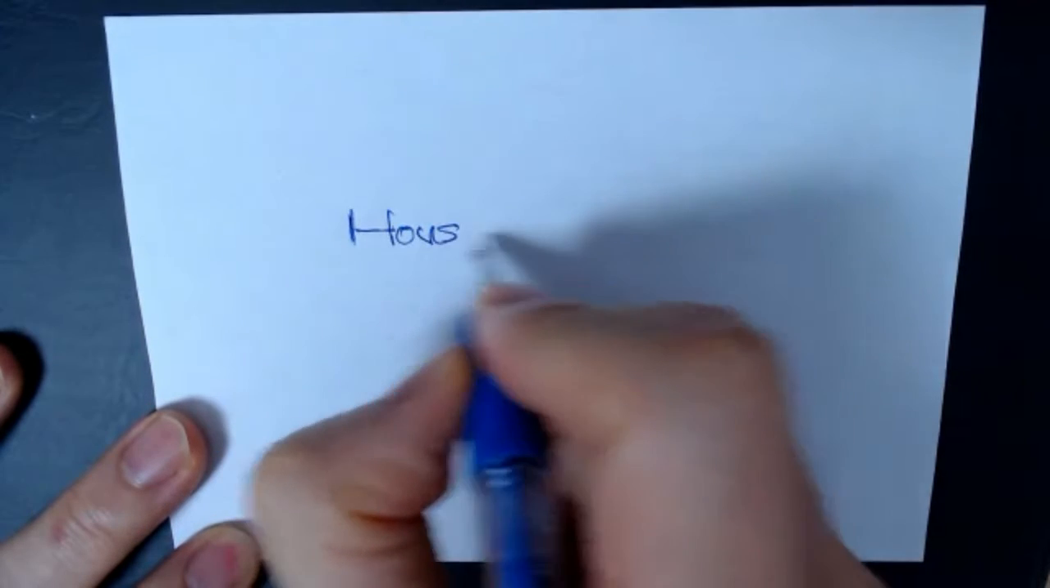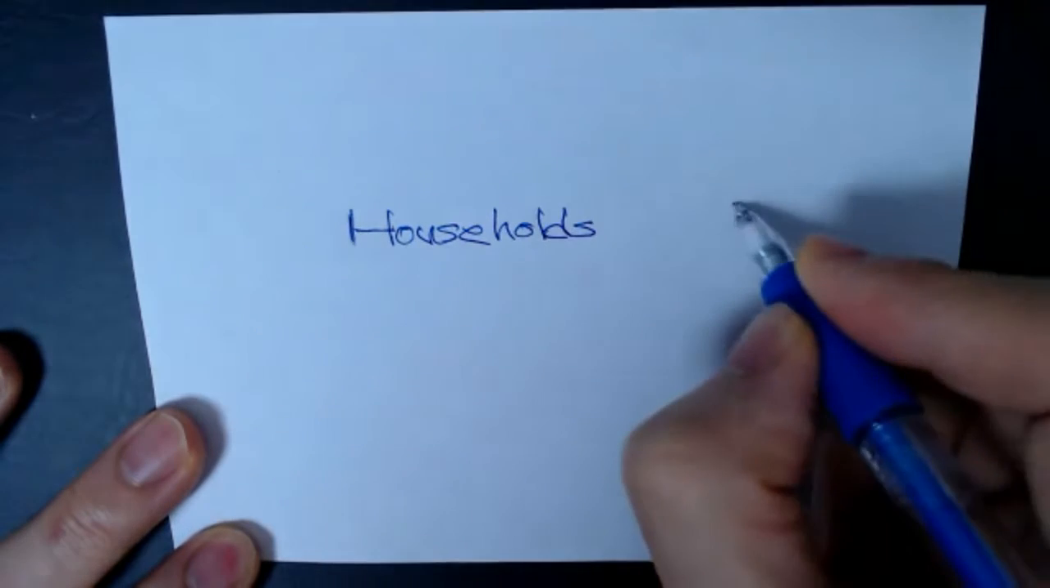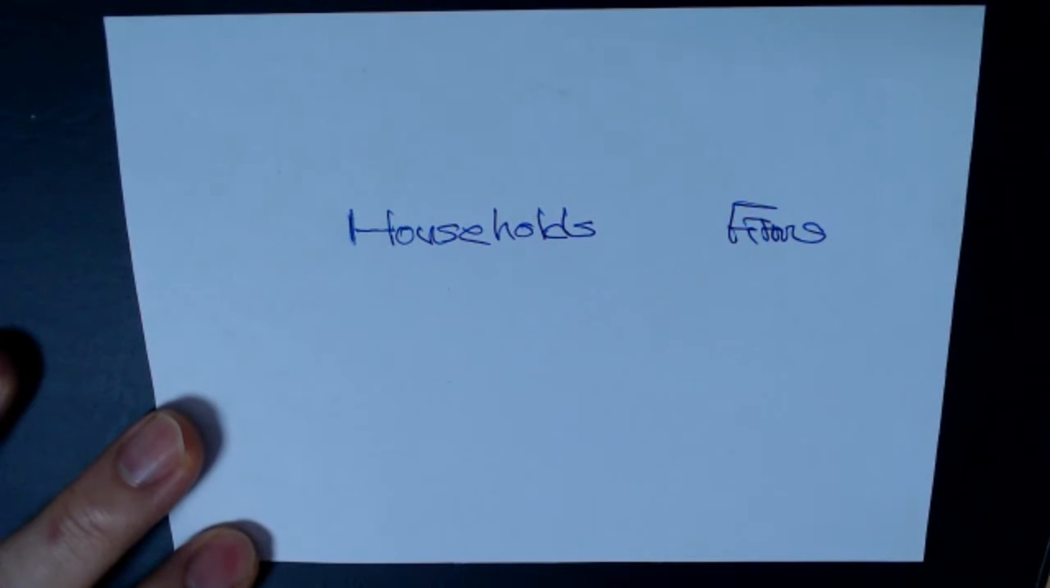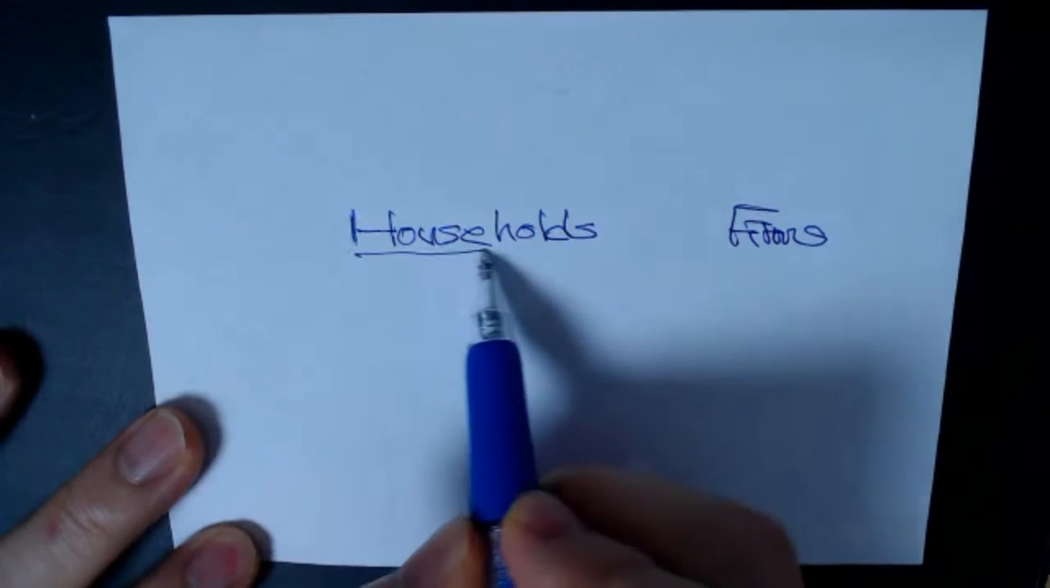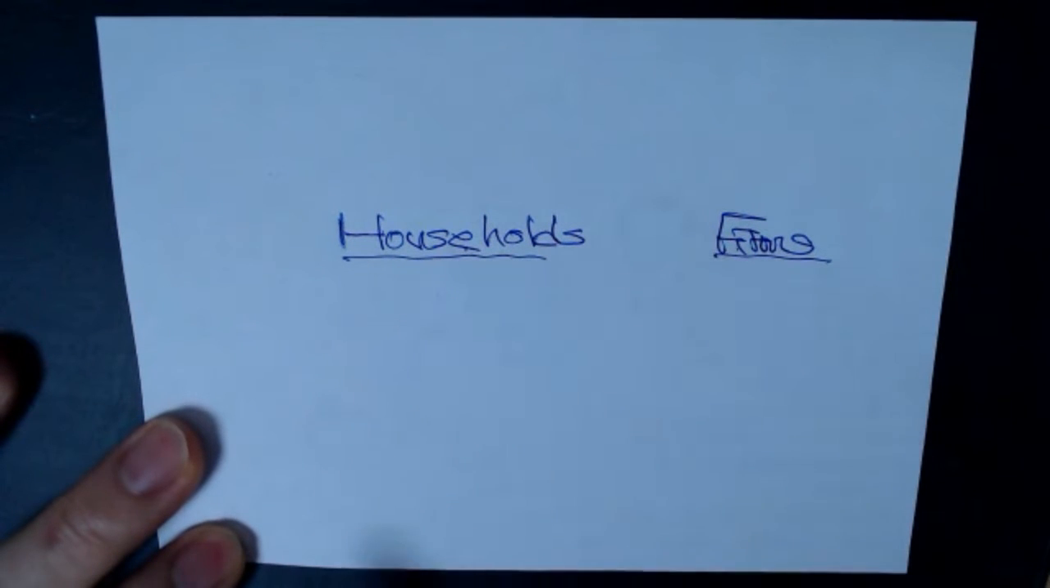As I said, we're going to begin with the 4 sectors in the economy: product market, money market, and labor market. So let's begin with a very basic question. We just assume 2 agents in the economy: households and firms. So let's think about the relationship between these 2.